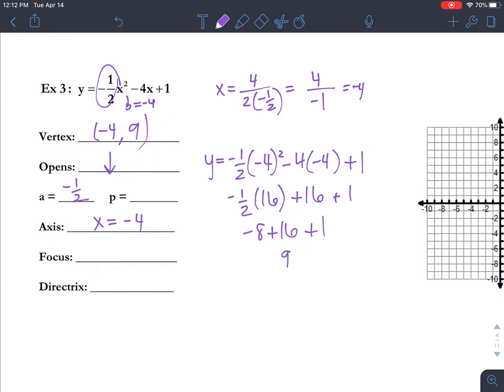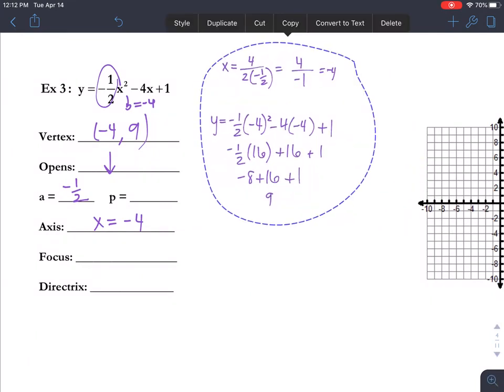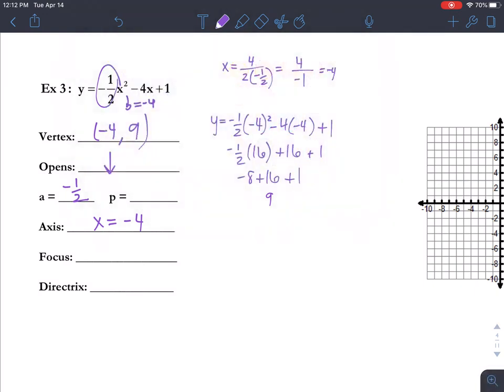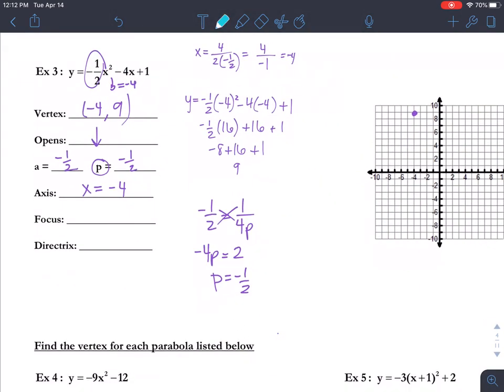All right, so to finish up here, guys, that is our vertex, which fits on the graph. It's perfect, -4, 9. I'll even draw it in right here. Then what we're going to do is find our p-value. So a equals 1 over 4p, cross multiply. -4p equals 2, so p equals -1/2.